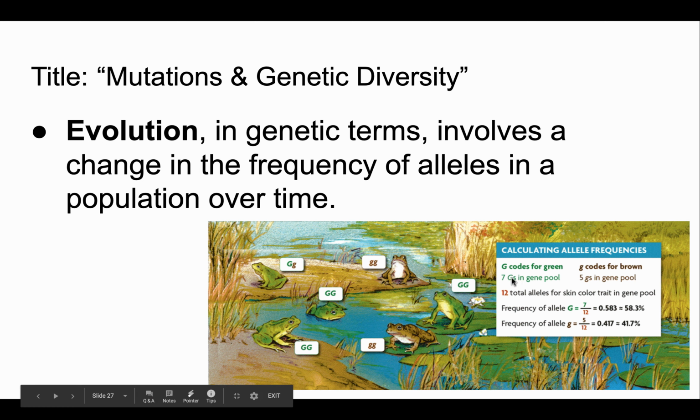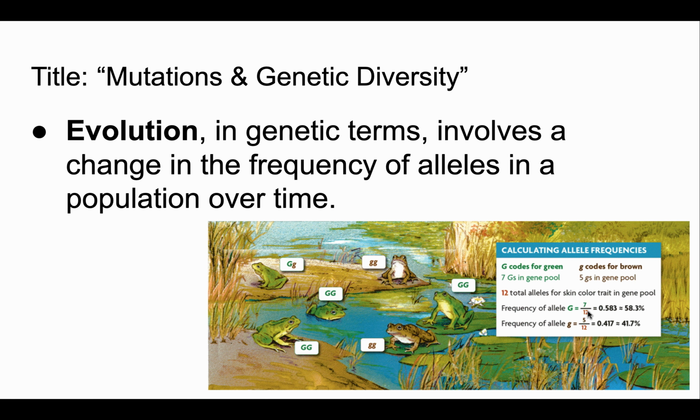So there are 7 big G's in the gene pool, and we can count them. 1, 2, 3, 4, 5, 6, 7. So the frequency of the allele capital G is 7 divided by the total, which is all of the alleles added together. So there are 12 alleles, and we can actually shortcut that and not have to count every single allele by saying how many individuals there are and doubling that because each individual has 2 alleles. So how many individual frogs are there? 1, 2, 3, 4, 5, 6. So if there are 6 individuals in this population, there are 12 alleles.